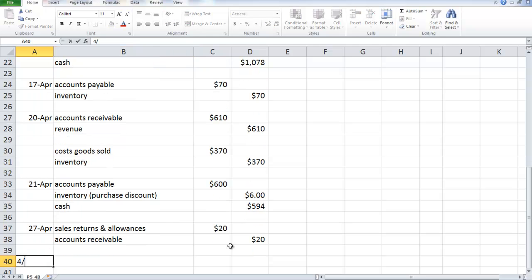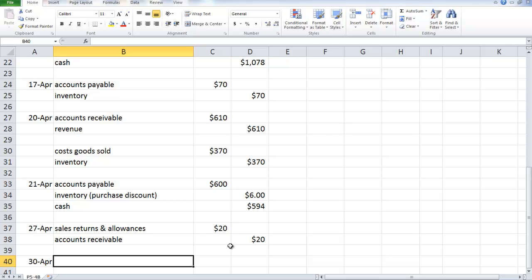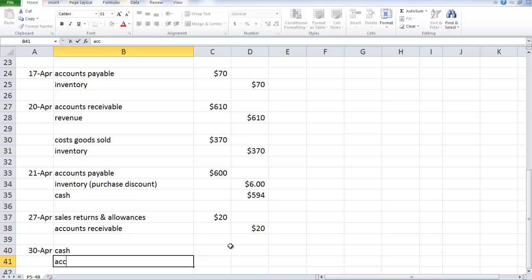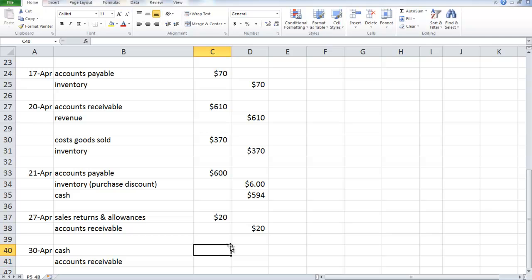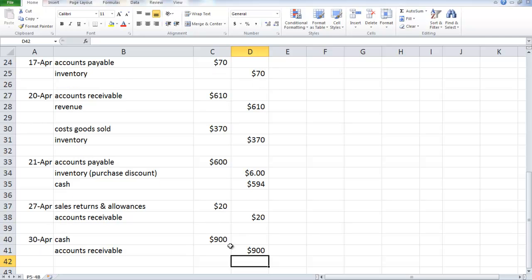And the last transaction on the 30th says they received payments on account from customers for $900. Now if we look at these sales, both on April 10th and, excuse me, April 20th, the terms are net 30, so there is no discount. So in this particular case, we want to debit cash and credit accounts receivable for $900. And that completes part A of problem 5-4B.